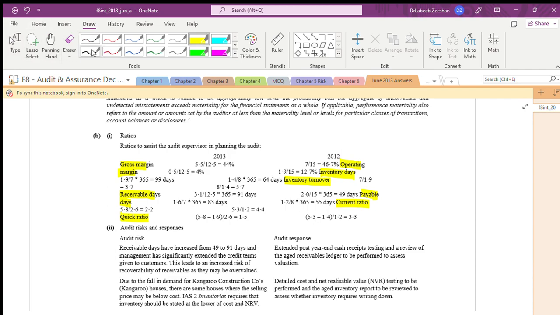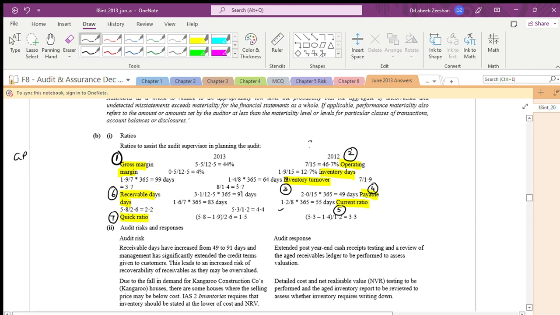They have calculated. 1, 2, 1, 2, 3, 4, 5, 6, 7. Is it right? Now.